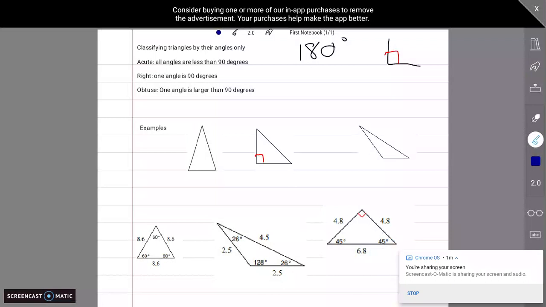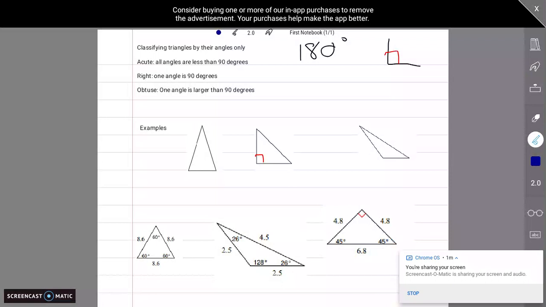An obtuse angle is an angle that is larger than 90 degrees. It looks like a slanted L. Maybe it looks like a clock telling the time of 2:50. It could be 2:45, something like that, where it has that wider V.